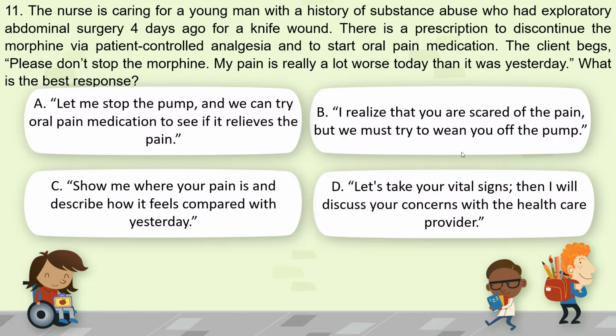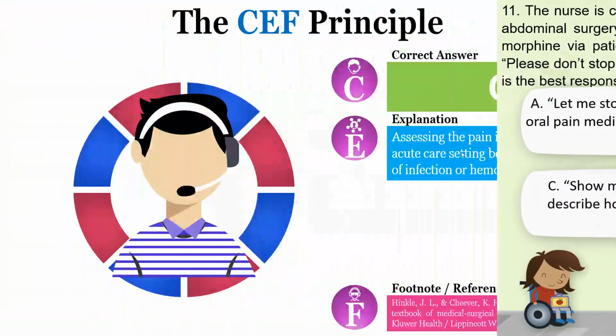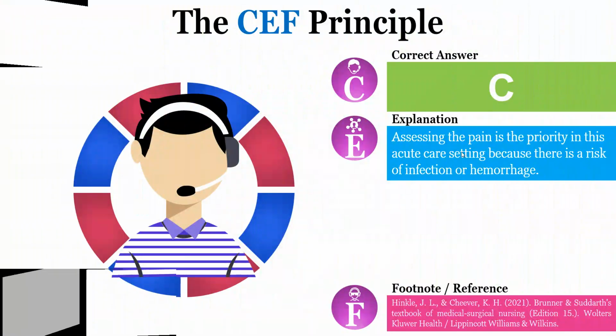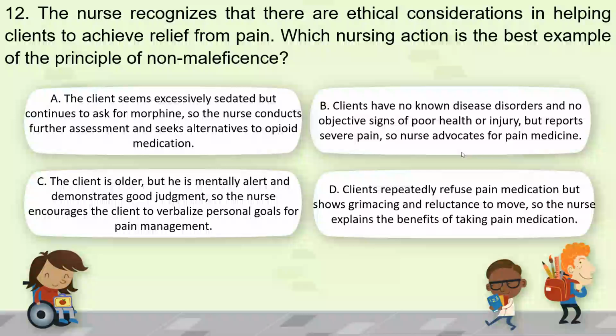Our focus here is basically on prioritization. So again, we focused on assessment first. The best answer is letter C. Assessing the pain is the priority in this acute care setting because, of course, there's an increased risk of possible infection or hemorrhage. The other options might be appropriate, based on what has been assessed. 11 is letter C.